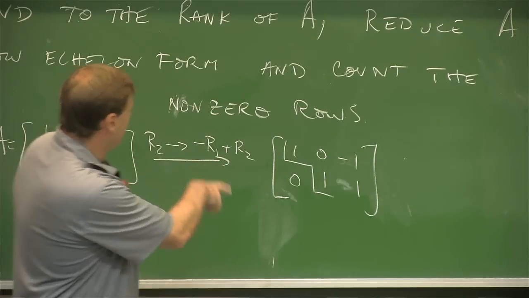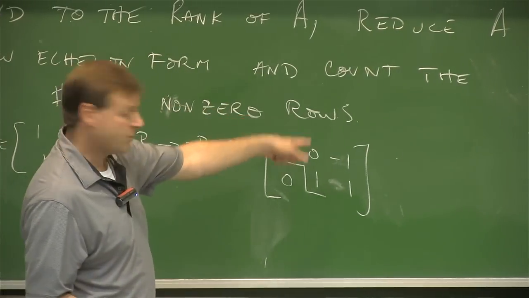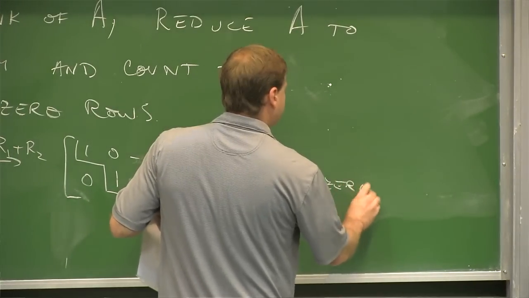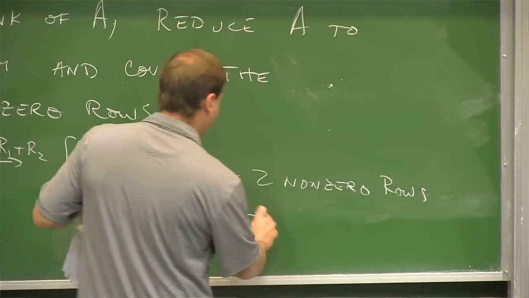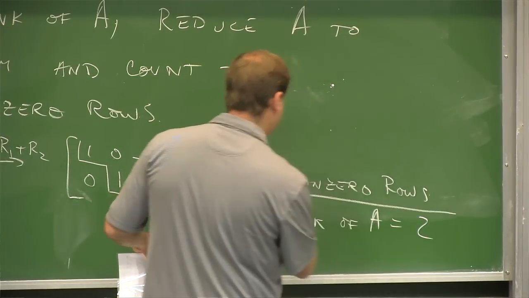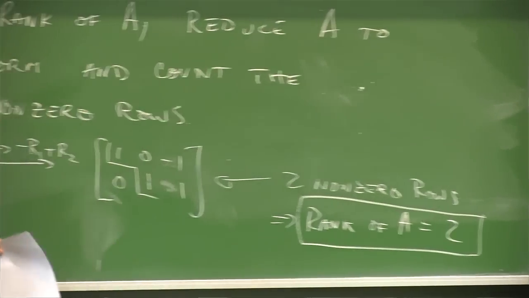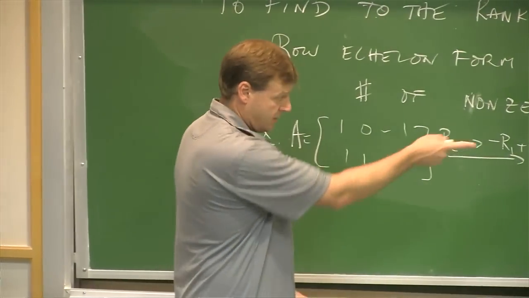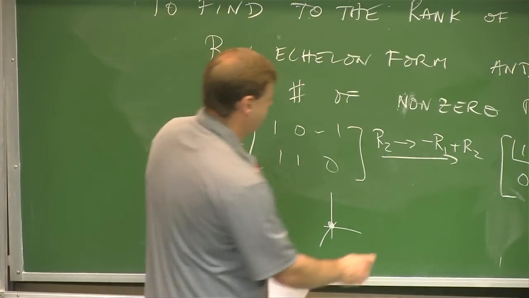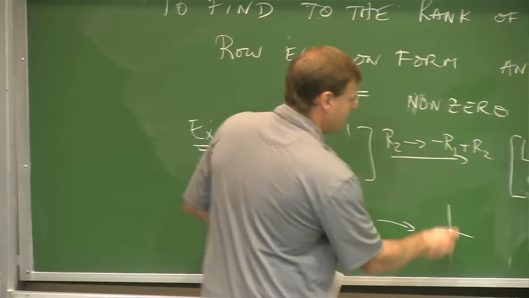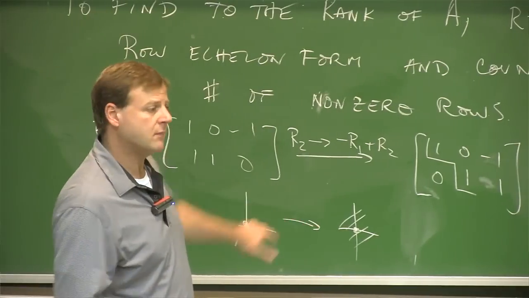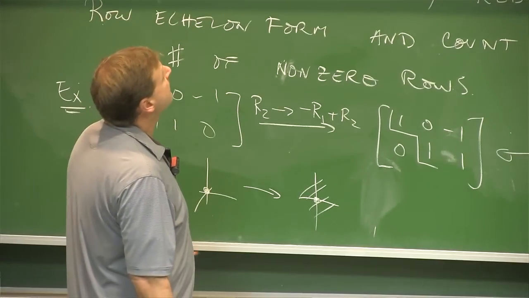Okay, so once I've got it in row echelon form, it says count the number of non-zero rows. Here there's 2. So that means the rank of A is 2. And the picture now that we know the rank of A is 2: it's taking 3 dimensions into 2 dimensions, and it fills it all up. That's the case we're in, the rank 2 case.